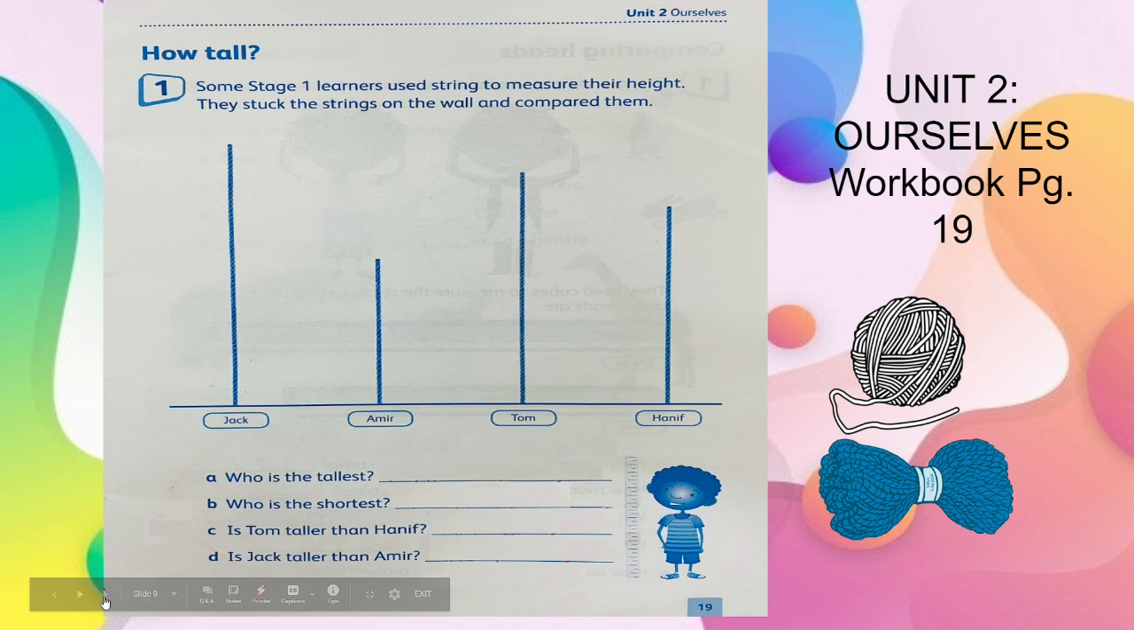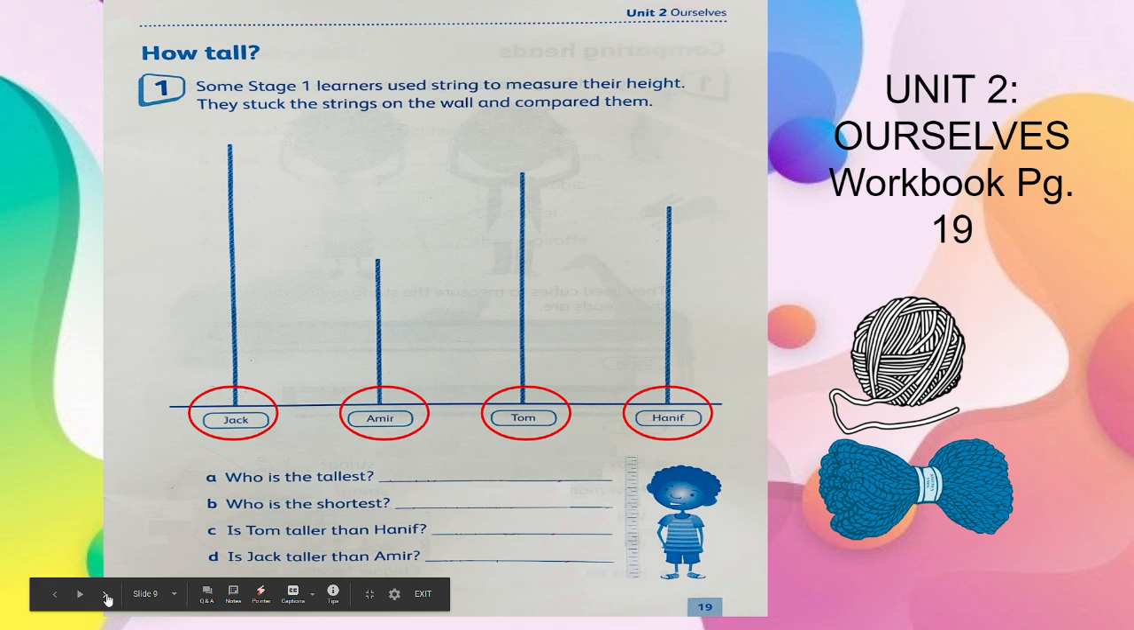How tall? Some Stage 1 learners use string to measure their height. They stuck the strings on the wall and compare them. Okay? First is Jack, and that's Amir, Tom, and Hanif. Question A, who is the tallest? It's Jack. Who is the shortest? Amir. Letter C, is Tom, this is Tom, taller than Hanif? Let's see. Yes, Tom is taller than Hanif. Letter D, is Jack taller than Amir? Yes, Jack is taller than Amir. Can you see this length? That is the height of Jack.